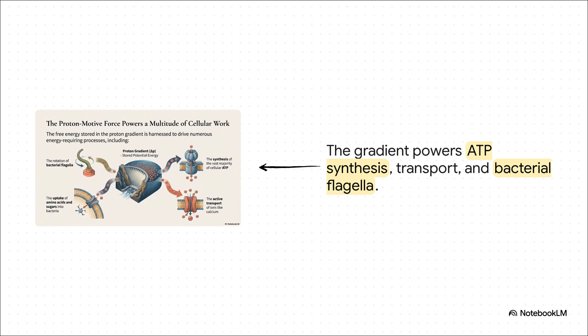And the cell uses the power from this dam for almost everything. The controlled flow of those protons rushing back through the membrane is what generates most of the cell's ATP. It powers the transport of all sorts of nutrients. In bacteria, it literally spins the tiny motors that work as flagella, letting them swim around. It is an incredibly powerful and versatile energy source.